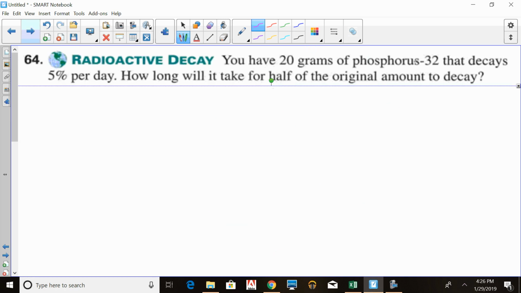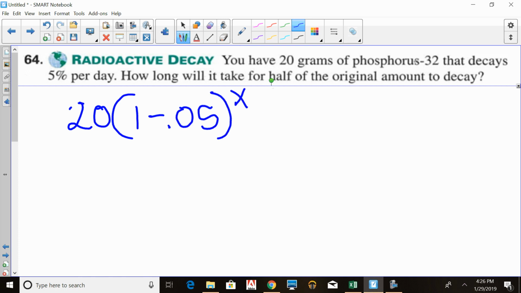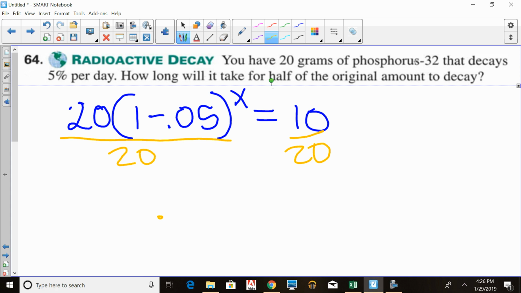And moving on to the next one, 20 grams of phosphorus-32 that decays at 5% per day. How long will it take for half the original amount to decay? So if you have 20 grams to start with, 1 minus 0.05 to the x equals, well, half of it is going to be 10. So the first thing you would do is divide by 20, and then you're going to get 0.95 to the x equals 0.5.